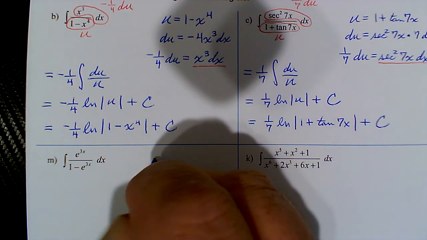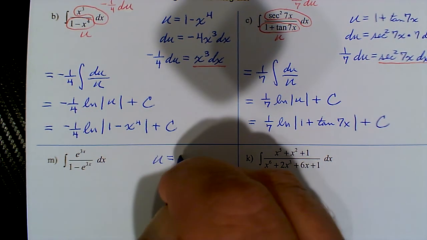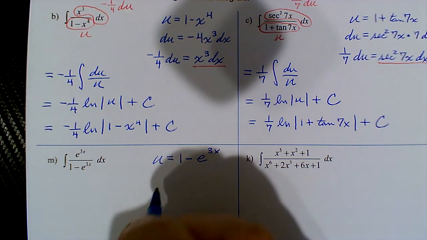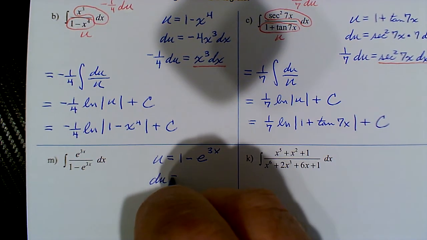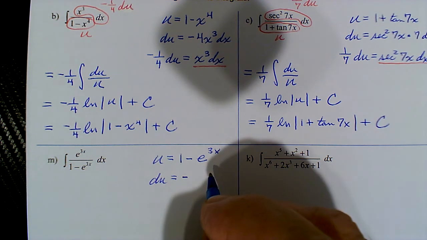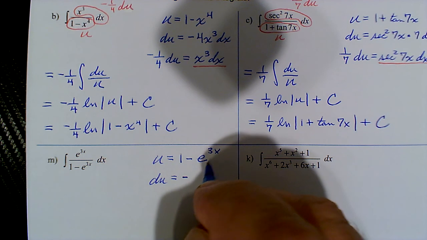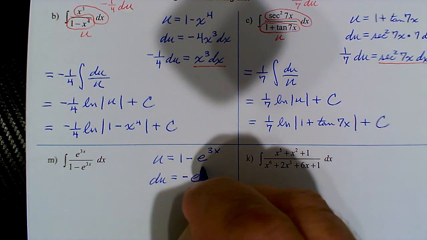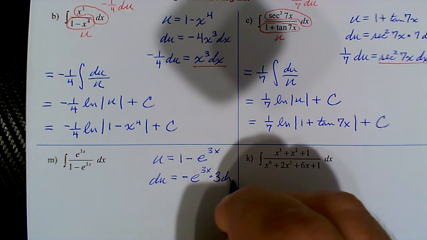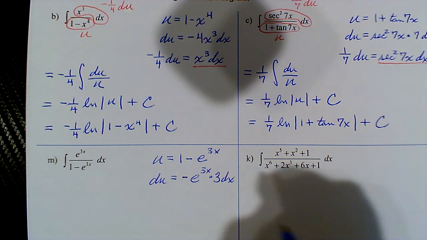And so we're going to choose our u once again to be the denominator, 1 minus e to the 3x. When we calculate our du, just be careful. The derivative of 1 is 0, and that negative tags along. Make sure you put yourself in the differentiation mode here. The derivative of e to the 3x is e to the 3x times 3, and then the differential dx.